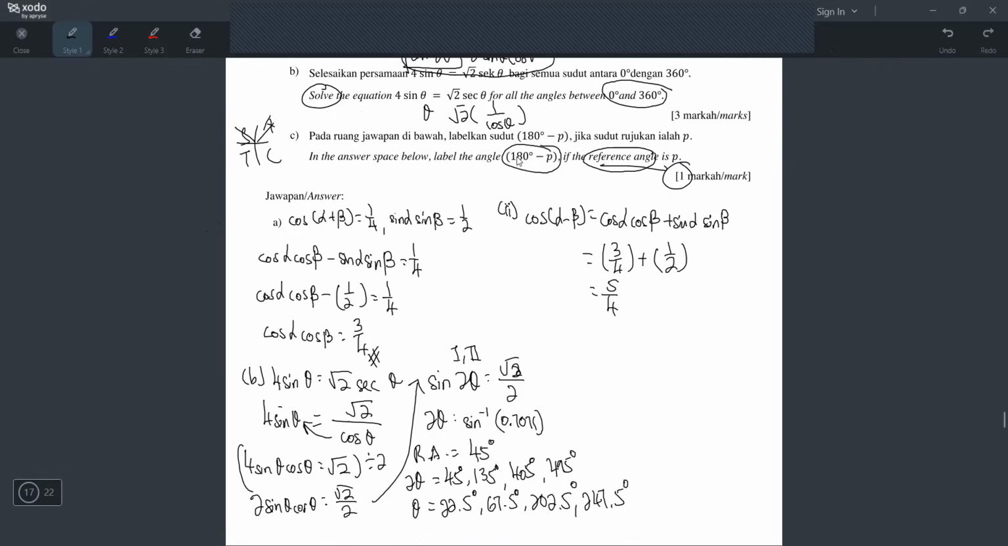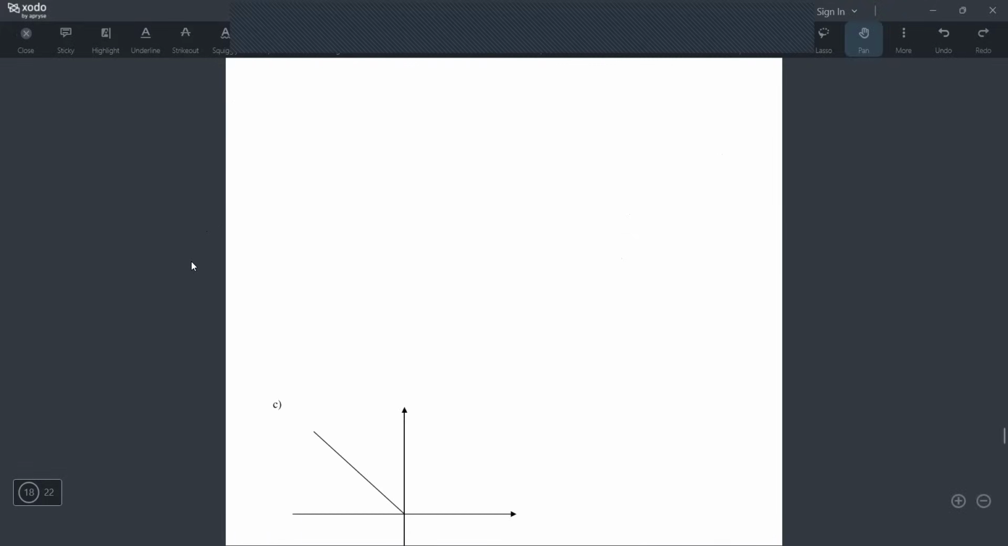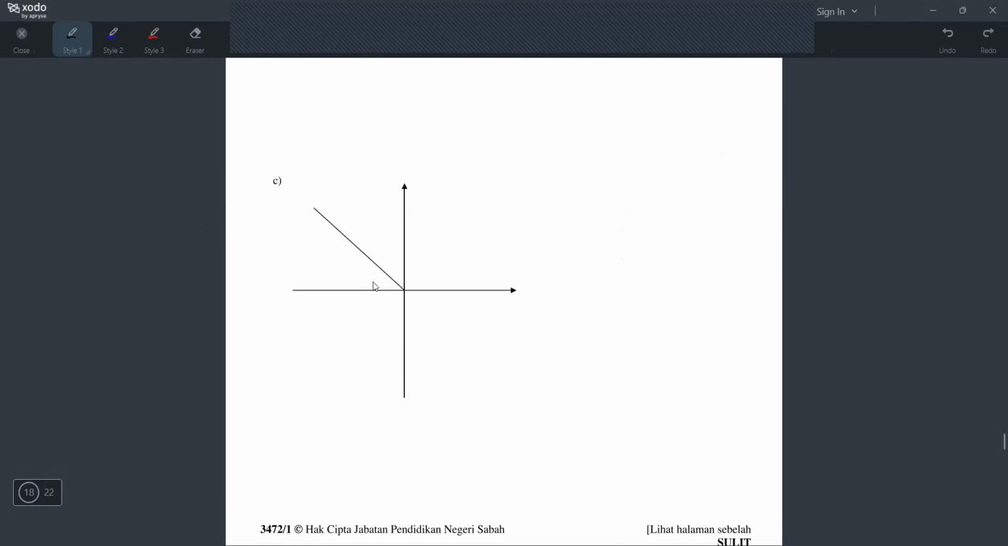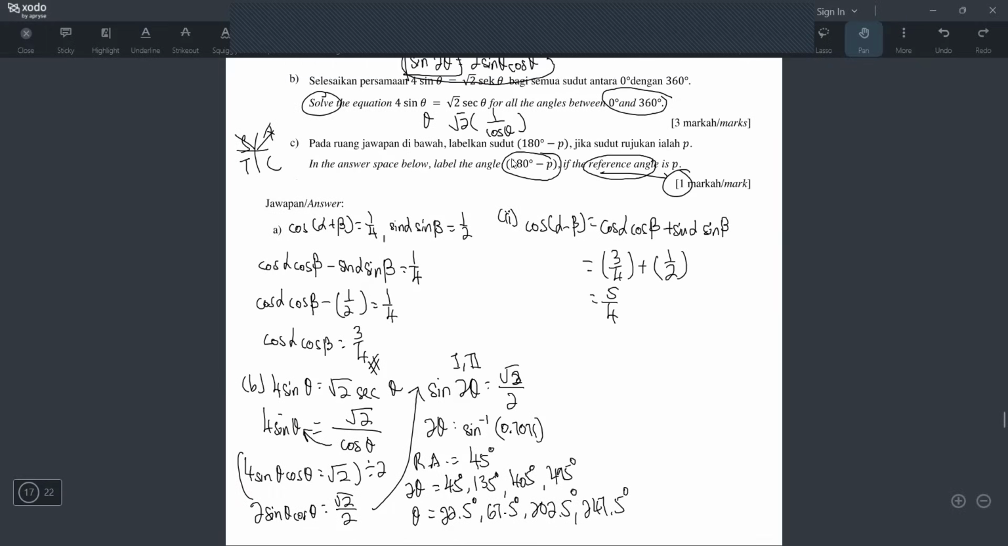They want me to label this angle in the answer space. So let's go. The angle is 180 minus P, the reference angle is P. So let's go to the answer space. I think the P is here, because it's the angle towards X. So the 180 minus P will be here. So this is the 180 minus P. It means this is a quadrant 2 angle. The reference angle is P, but the real angle is 180 minus P. That's why it's quadrant 2.